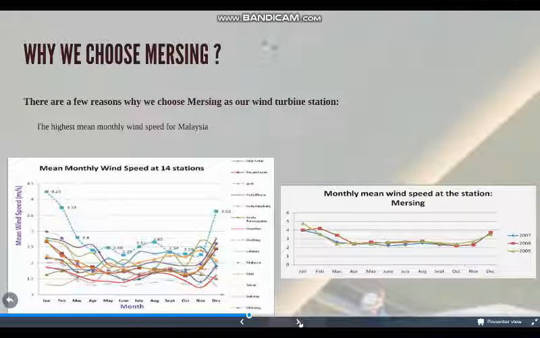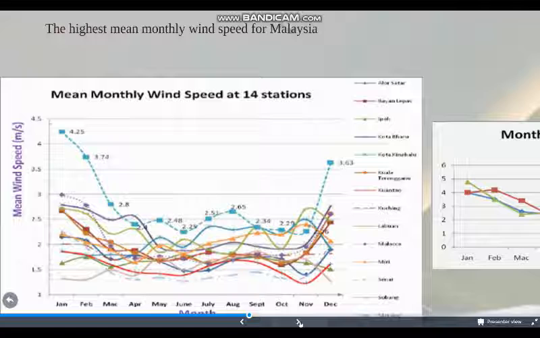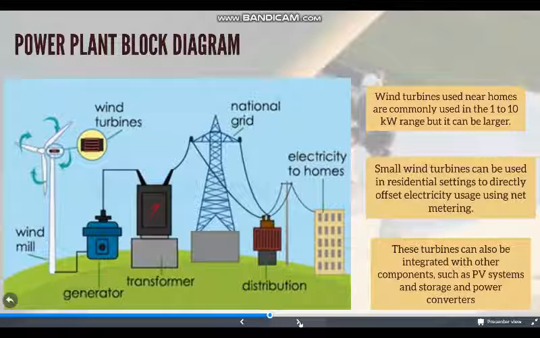Why did we choose Mersing? There is a reason why we chose Mersing as our wind turbine station. Mersing is known for having the highest mean monthly wind speed in Malaysia overall. Here is the graph to prove that Mersing is the highest among 14 stations in Malaysia. This is the power plant plot diagram.